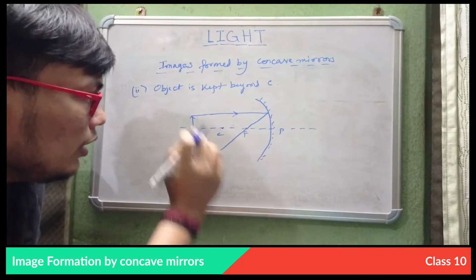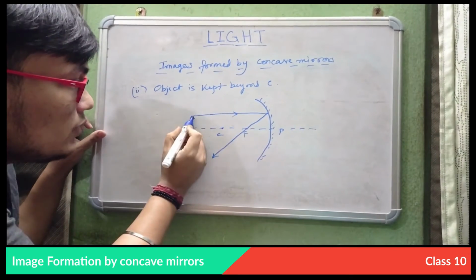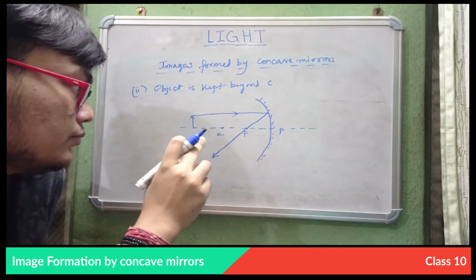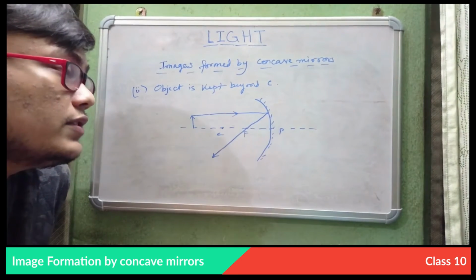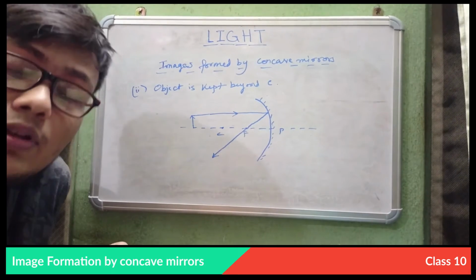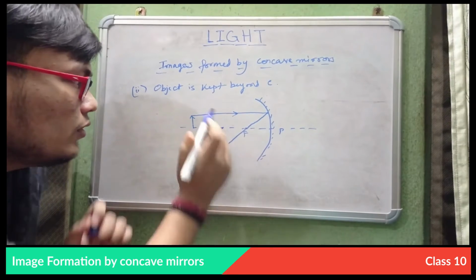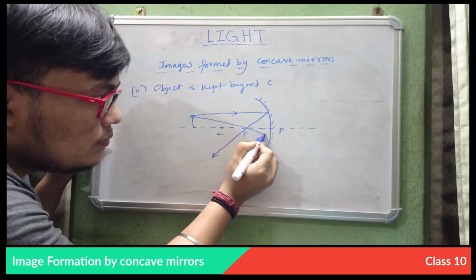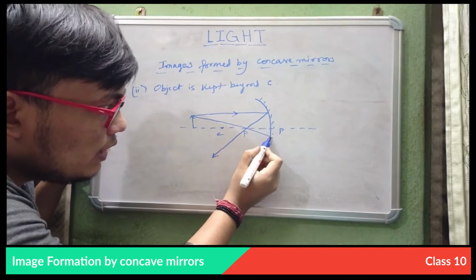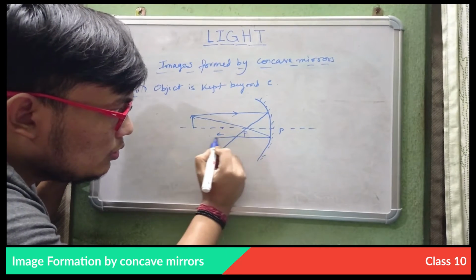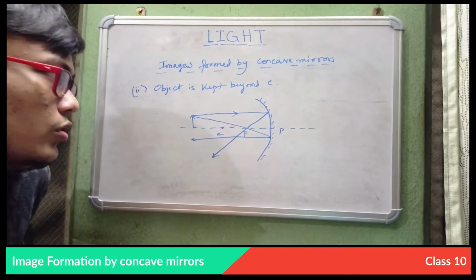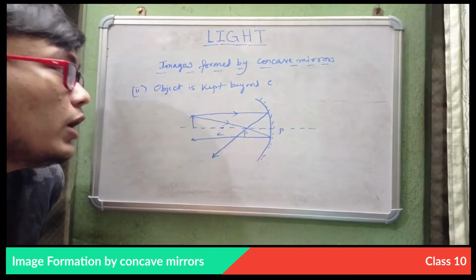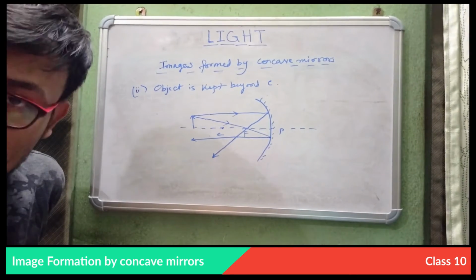now the second incident ray will pass through the principal focus, and we know from the rules that if a ray of light which is incident passes through the focus and is incident on the concave mirror, the reflected ray will be parallel to the principal axis, right? Afterwards, it will be parallel to the principal axis. We are drawing the ray diagrams according to the rules which we discussed in our previous video, right?